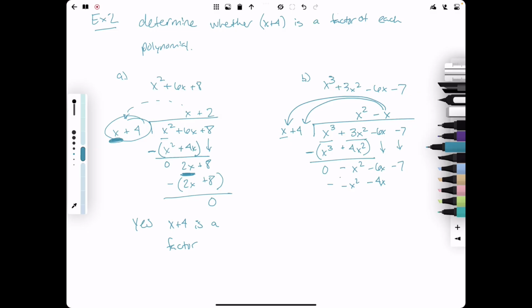I'm subtracting all of that. It's negative x squared minus 4x.